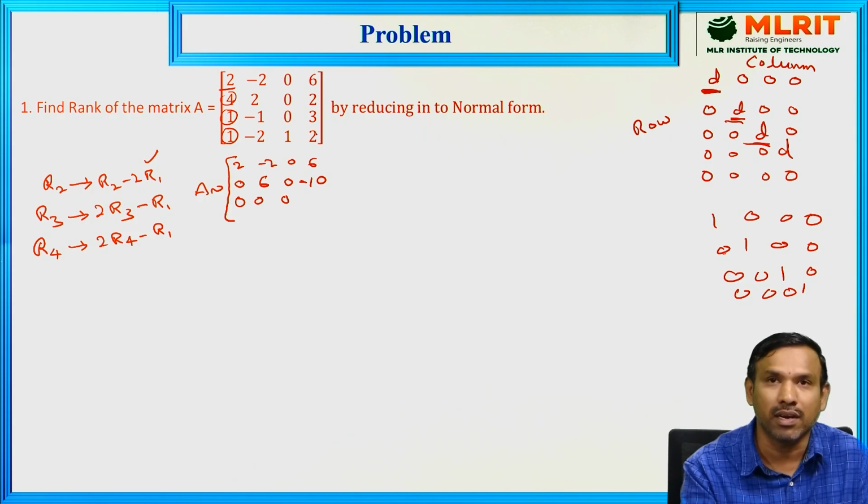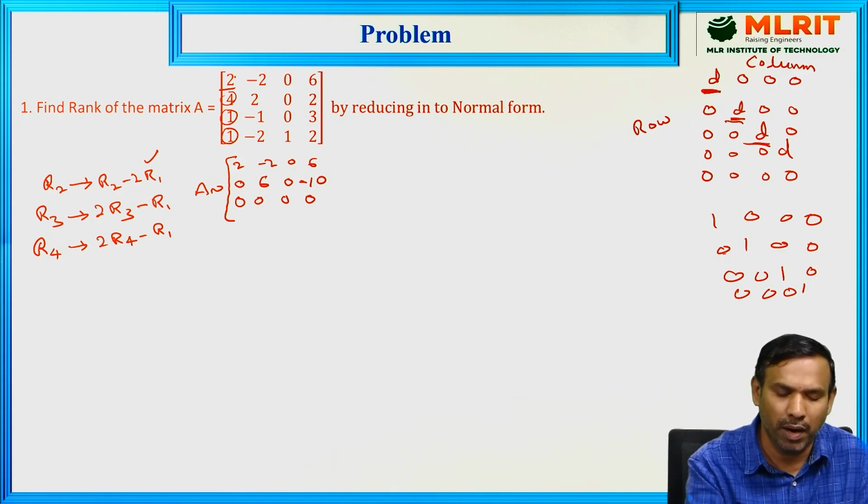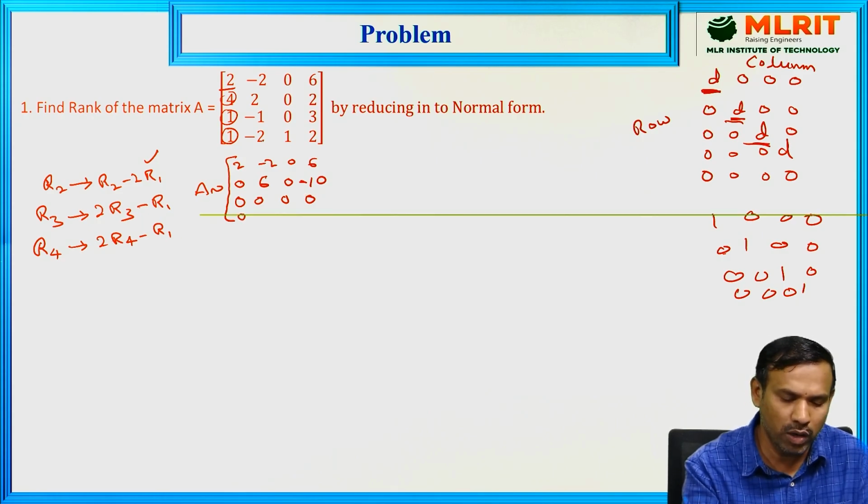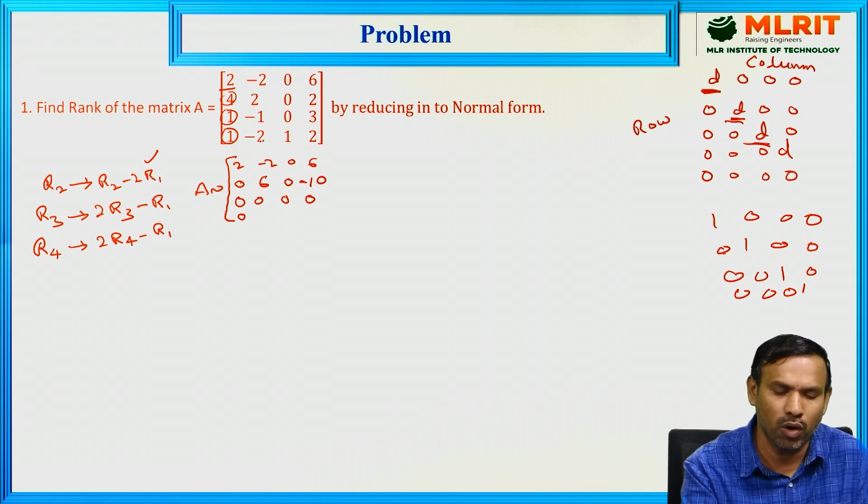Next, 2 R3. 2 into 3, 6. 6 minus 6, 0. Next, 2 R4 minus R1. 2 into 1, 2. 2 minus 2, 0. 2 into 2 R4, 2 into minus 2, minus 4 plus 2, means minus 2. 2 R4, 2 into 1, 2, 2 minus 0, 2. 2 R4, 2 into 2, 4, 4 minus 6, minus 2.